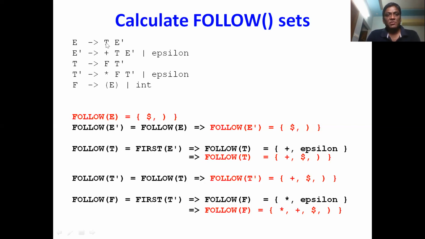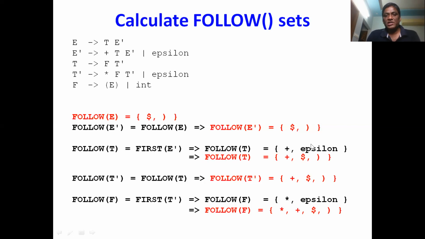What is the LHS variable? It is E or E dash. You can consider any of them. Again, I repeat, I am calculating follow of T. So it is E dash. Therefore, I will consider first of E dash. If first of E dash does not contain epsilon, that's over. The same terminals from first of E dash will be considered. If first of E dash contains epsilon, then you have to take the follow of the LHS variable also.